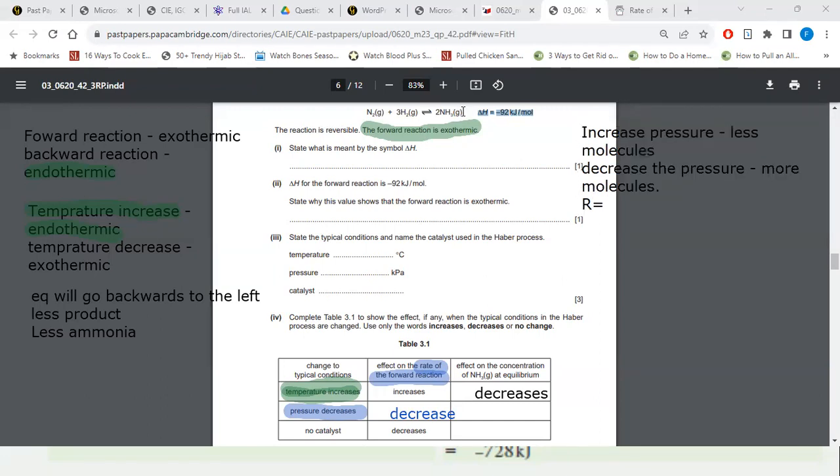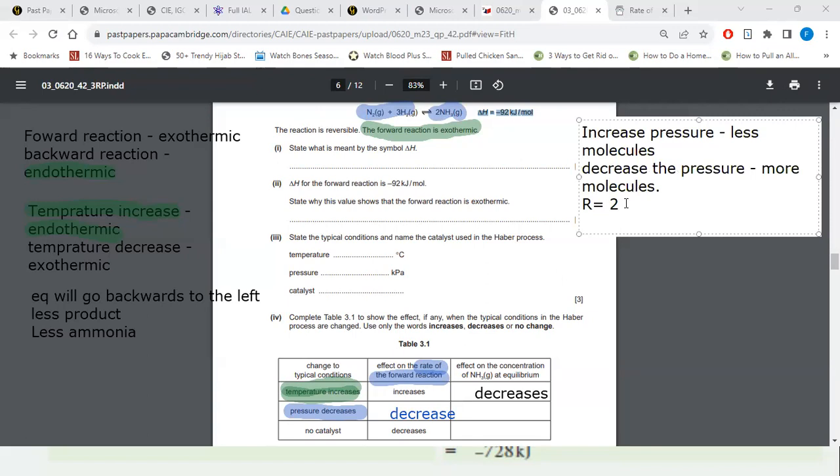This is the right side. Right side is 2, and the left side is 4. Yes, completely correct. So my right side is 2 and my left side is 4. So over here, what am I doing?